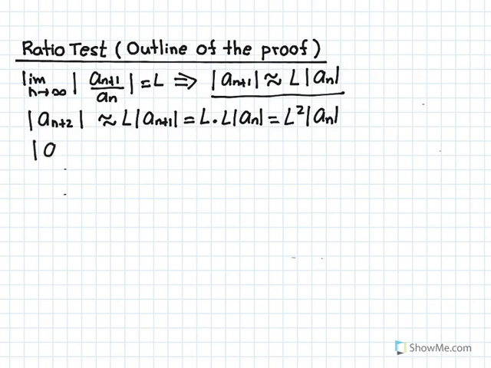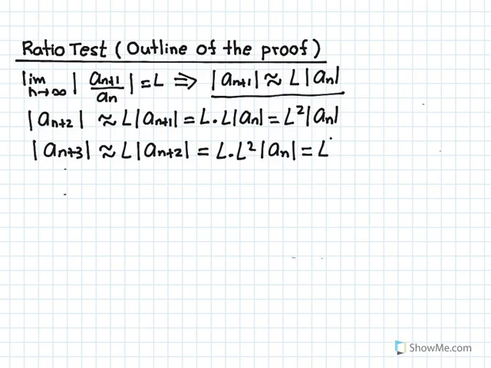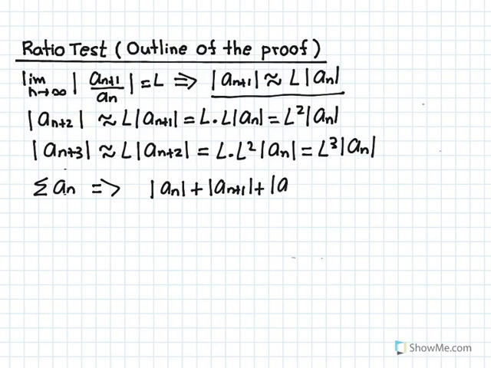And similarly, the absolute value of a sub n plus 3 is approximately equal to L times the absolute value of a sub n plus 2, which is equal to L squared times the absolute value of a sub n. Simplifying this, we get L cubed. So we can see the pattern. The infinite tail of the series summation a n behaves like the absolute value of a sub n plus the absolute value of a sub n plus 1 plus the absolute value of a sub n plus 2 plus the absolute value of a sub n plus 3.